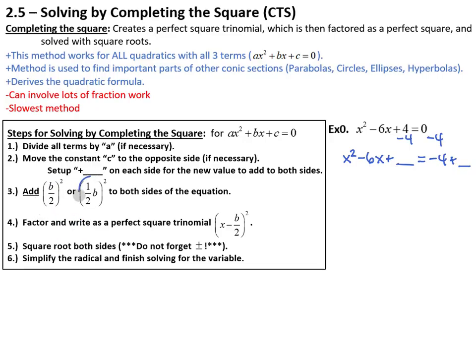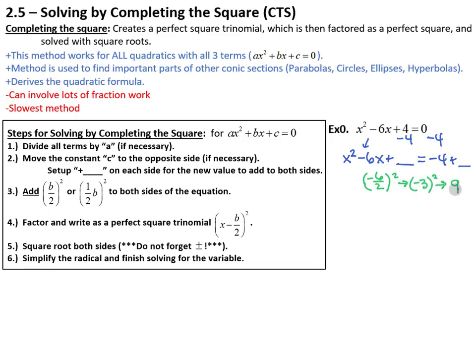Now, sometimes when we're working with fractions, if b is a fraction, you can think of it this way, 1/2 times b, or b divided by 2, half of b quantity squared. Either way, this is better when b is a fraction. This is better when b is not a fraction. Okay, so here's our b value, negative 6. So let's find half of its value. So we're just going to divide it by 2 and square it. Okay, well, half of negative 6, of course, is negative 3. And negative 3 squared is positive 9.